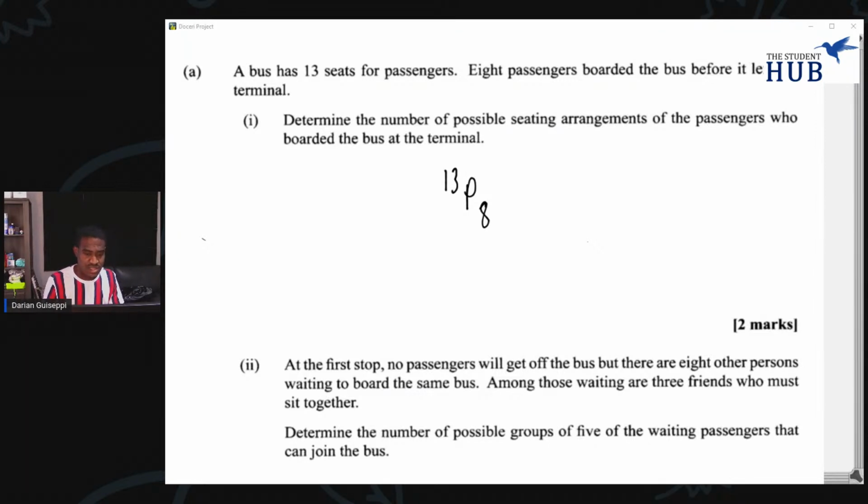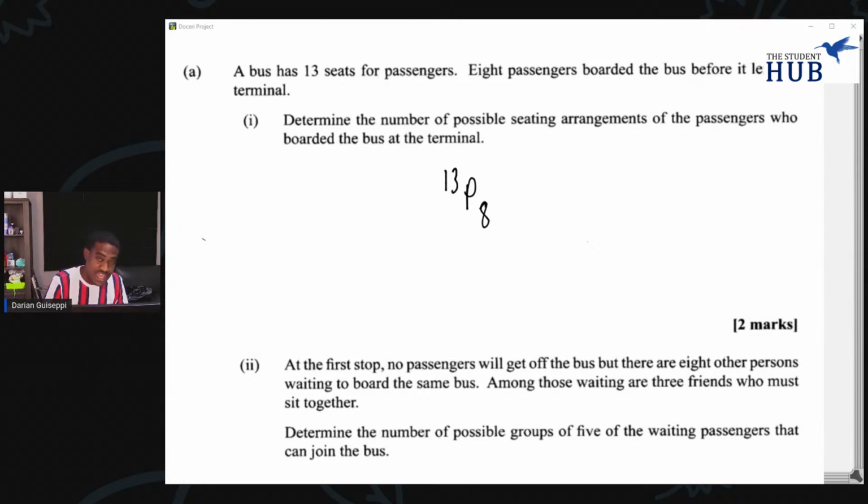We're going to look at the second part of part A. So the second part is saying at the first stop, no passengers will get off the bus, but there are 8 other persons waiting to board the same bus. Among those waiting are 3 friends who are still together. Determine the number of possible groups of 5 of the waiting passengers that can join the bus.